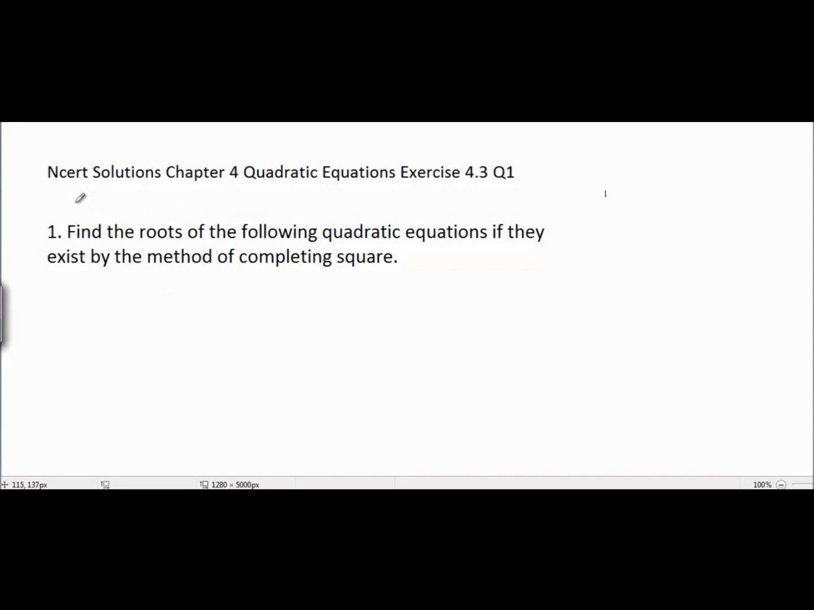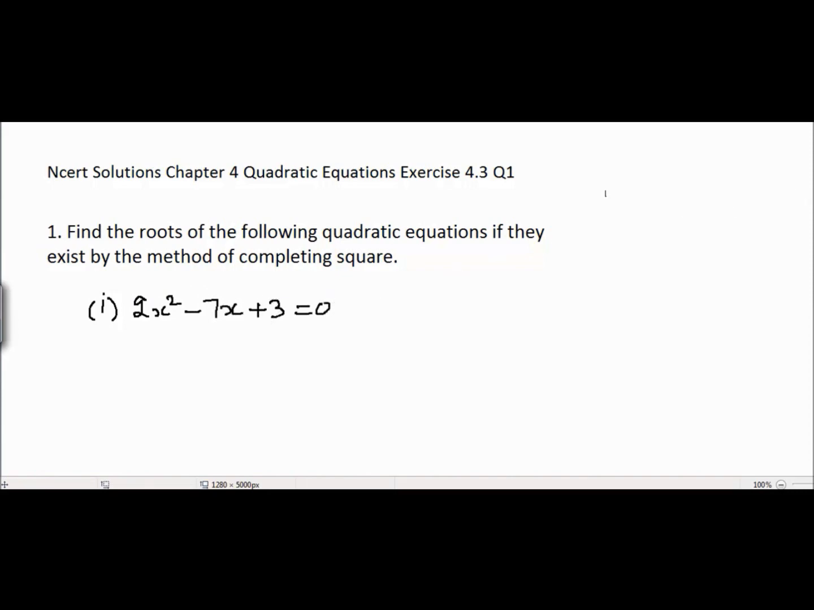NCERT Solutions Chapter 4, Quadratic Equations, Exercise 4.3, Question number 1. The question is, find the roots of the following quadratic equations, if they exist, by the method of completing the square. There are 4 parts in this question, so we will cover them one by one. The very first part is 2x² − 7x + 3 = 0.